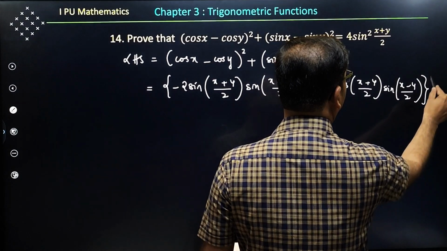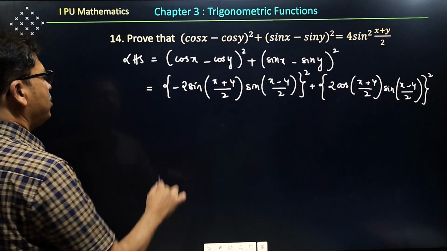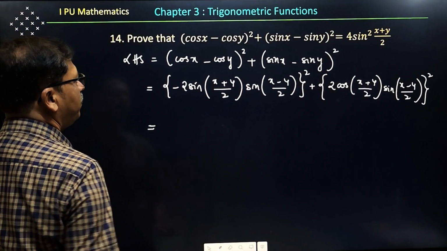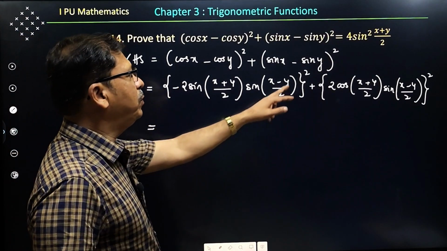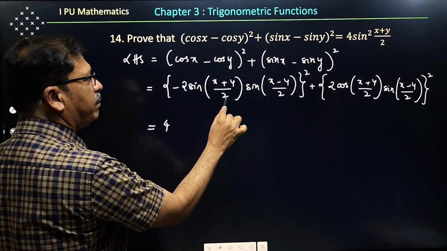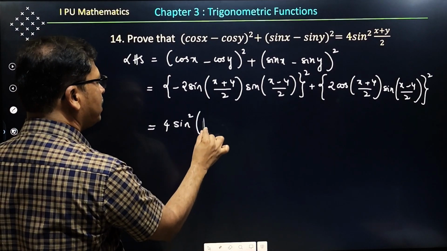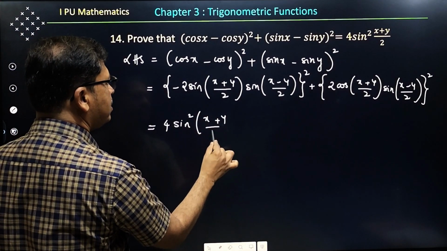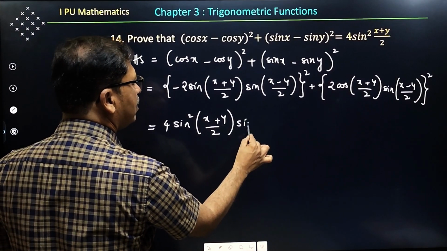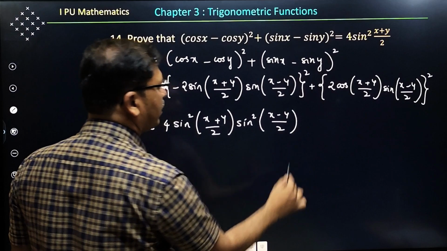Okay, take the square of this, isn't it? So this is equal to minus 2 to the power 2, that leads to plus 4 sin of x plus y by 2 square, that leads to sin square of x plus y divided by 2. Similarly, this is sin square of x minus y divided by 2 here.